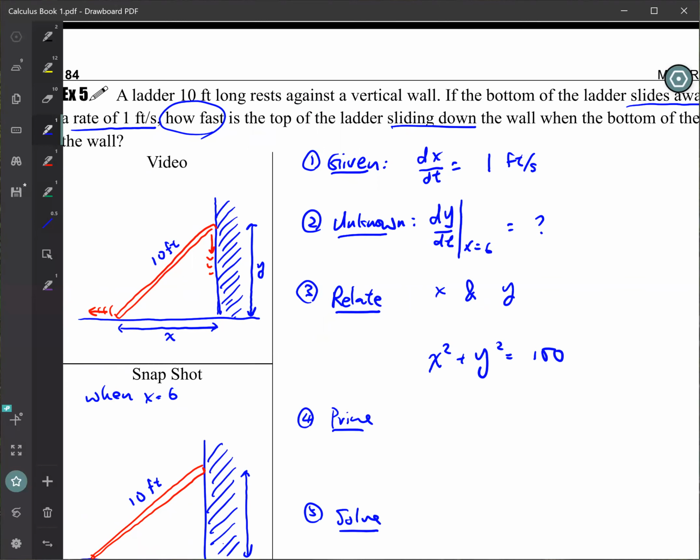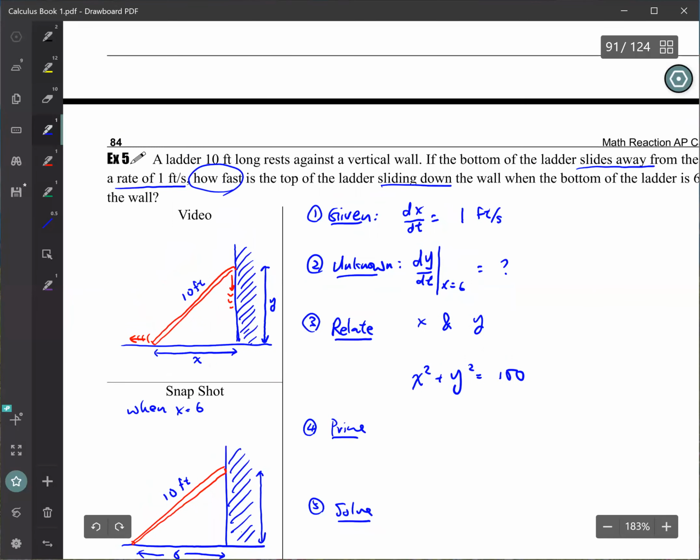Connecting x and y means if you know x, can you use it to find y? If you know y, can you use it to find x? Then that's the relationship. So far we got several relationships. We have the volume of a sphere formula, the volume of a cone, and similar triangles. That's a relationship too. Here with Pythagoras, it could be anything.